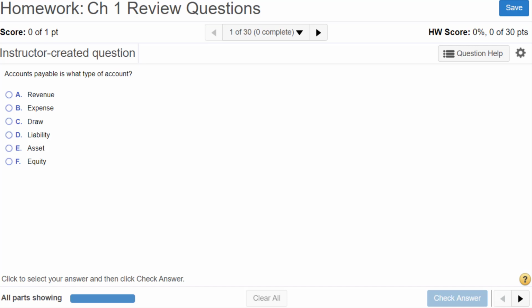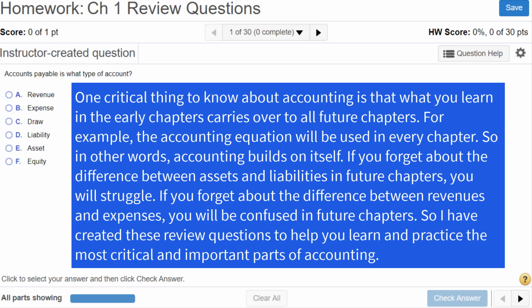Chapter 1, Review Questions. One critical thing to know about accounting is that what you learn in the early chapters carries over to all future chapters. For example, the accounting equation will be used in every chapter. So in other words, accounting builds on itself. If you forget about the difference between assets and liabilities in future chapters, you will struggle. If you forget about the difference between revenues and expenses, you'll be confused in future chapters.